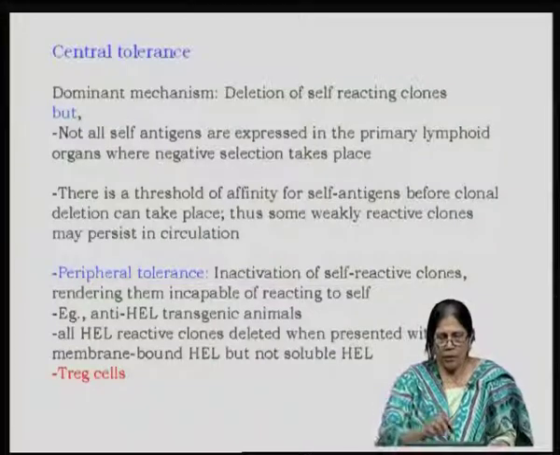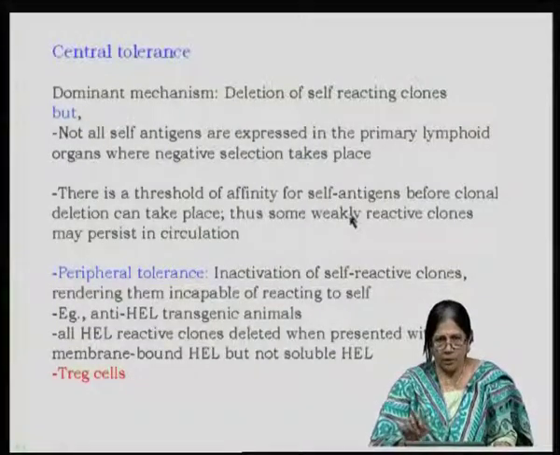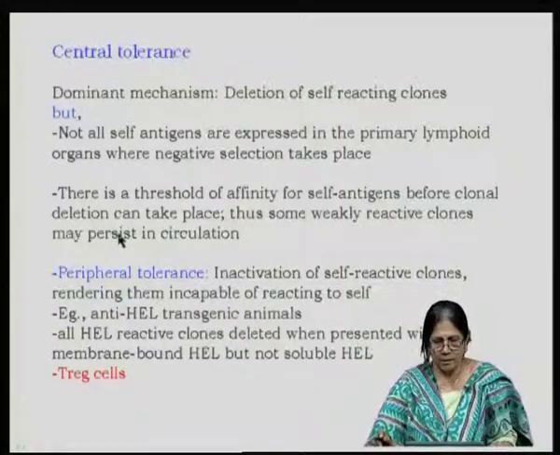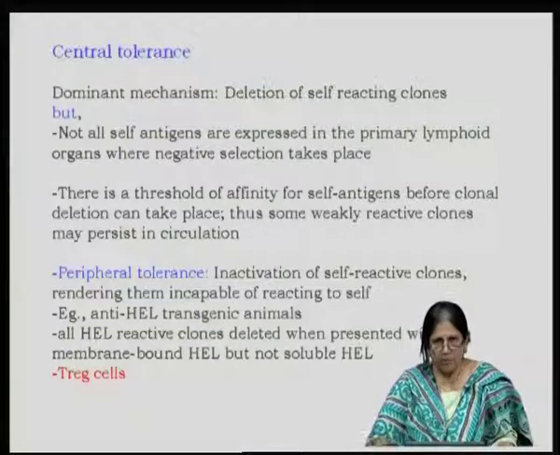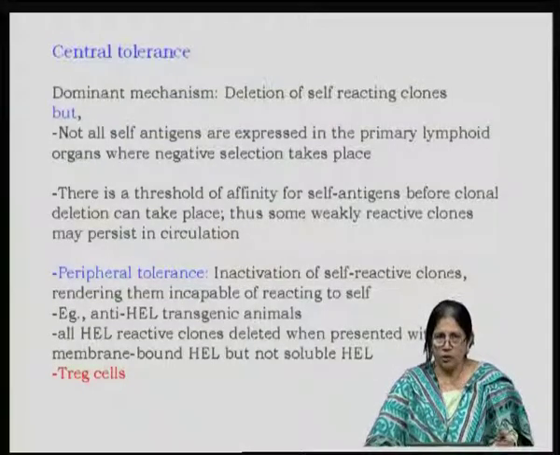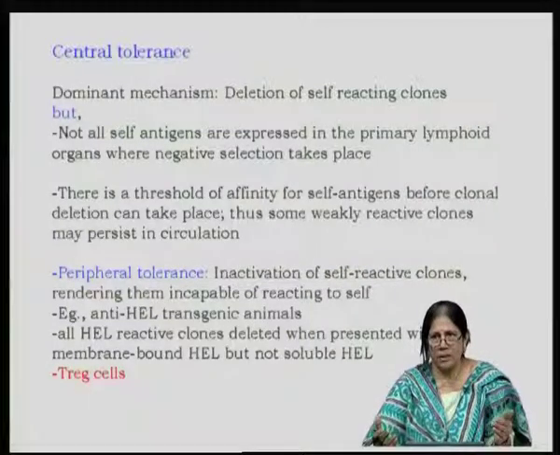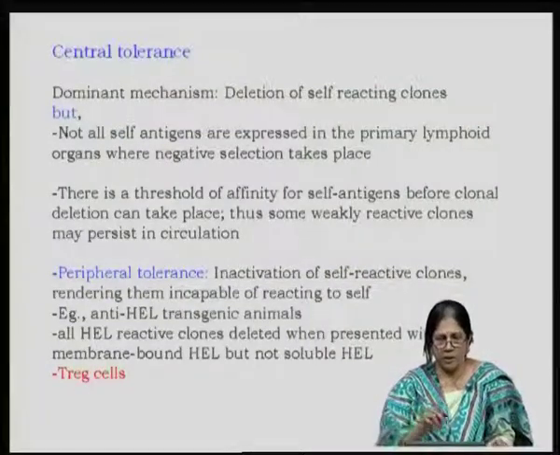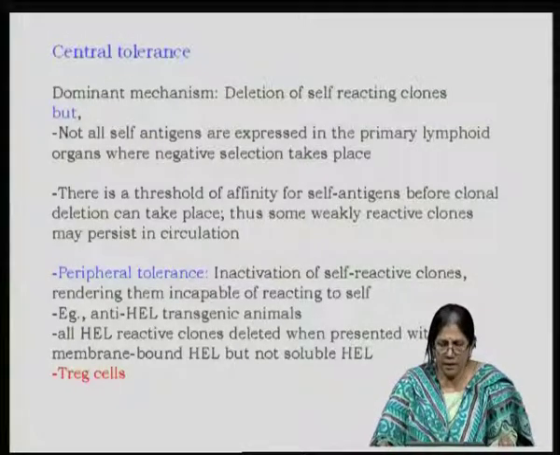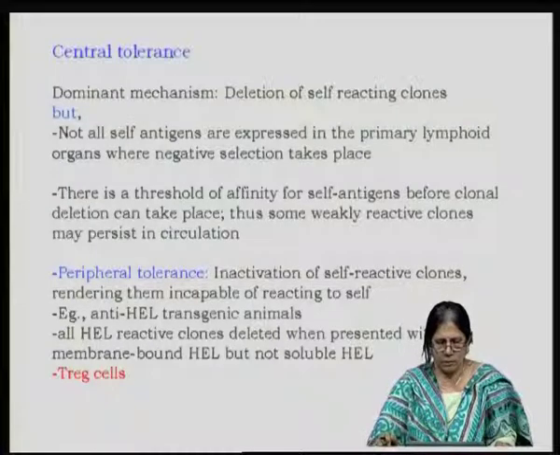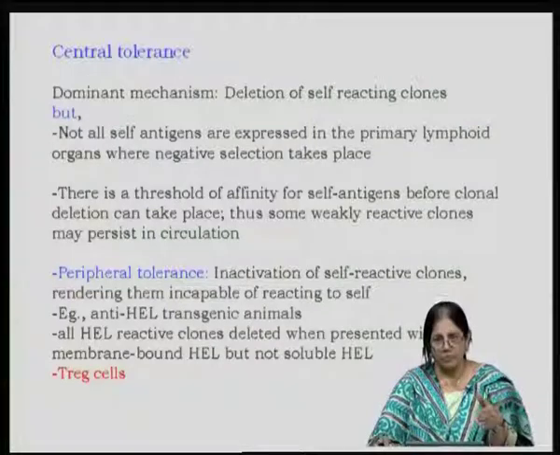Also, it has been seen that there is a threshold of affinity for self antigens before clonal deletion can take place. Thus, some weakly reactive clones may persist in circulation. Fortunately, in spite of this small population of cells which are not destroyed and come into circulation, we have a peripheral tolerance which actually inactivates self-reactive clones. Now, how does that happen? This can be shown by one example.